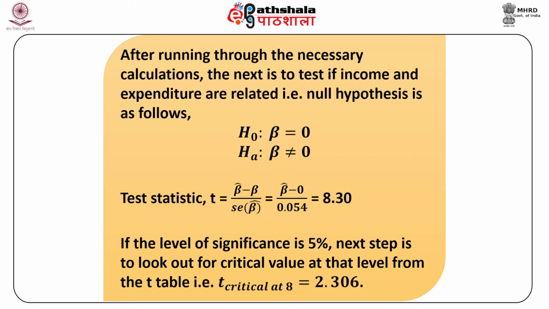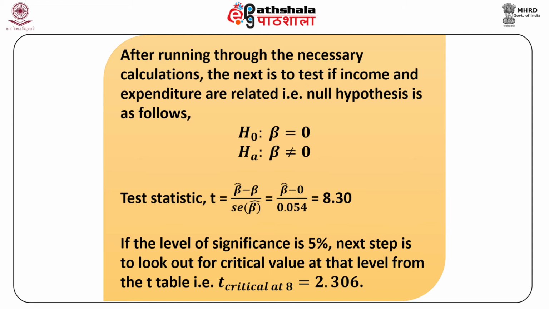So we have the test statistic t, which we have seen earlier is nothing but beta hat minus beta upon the standard error of beta hat. From the calculations we can substitute the value of beta hat and of the standard error of beta hat, and beta equal to 0. What we obtain is 8.30. If the level of significance is 5%, then the next step is to look for the critical value at that level from the t table. That is, we must try to find the t critical value for 8 degrees of freedom.